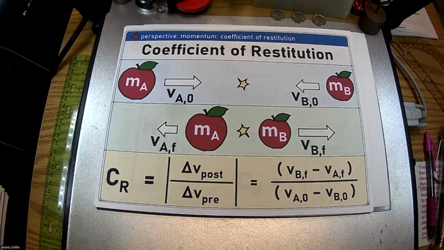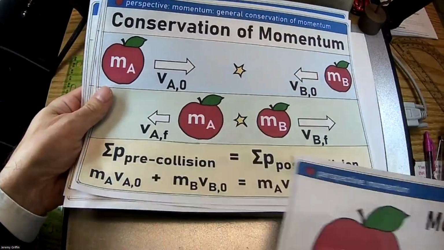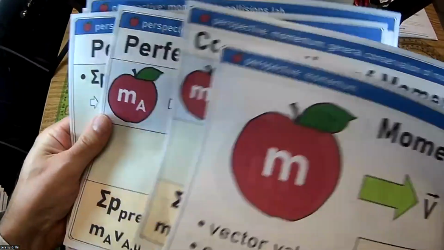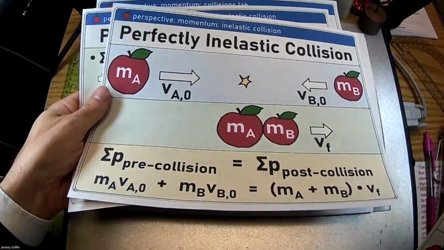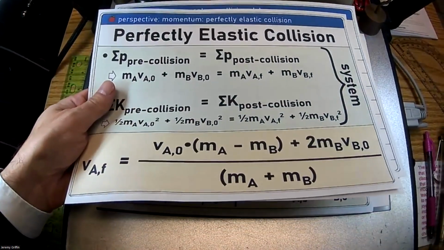So we got different types of collisions going on. Remember, here's a general collision, conservation of momentum, all those. Perfectly inelastic is one extreme. They stick. Perfectly elastic is the other extreme. They bounce as well as they could ever possibly bounce.